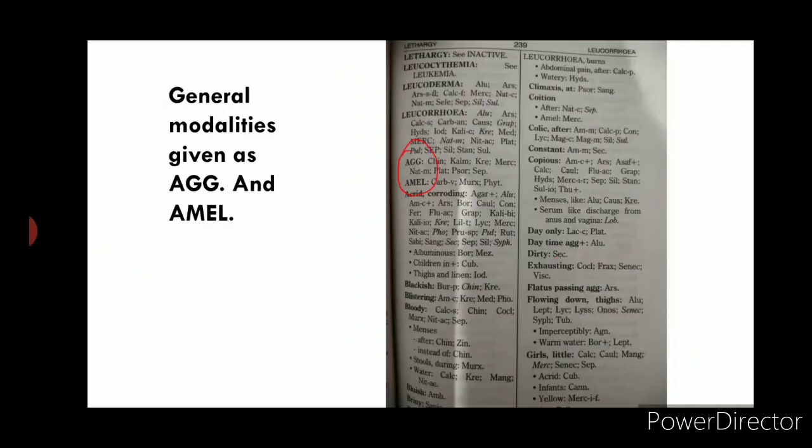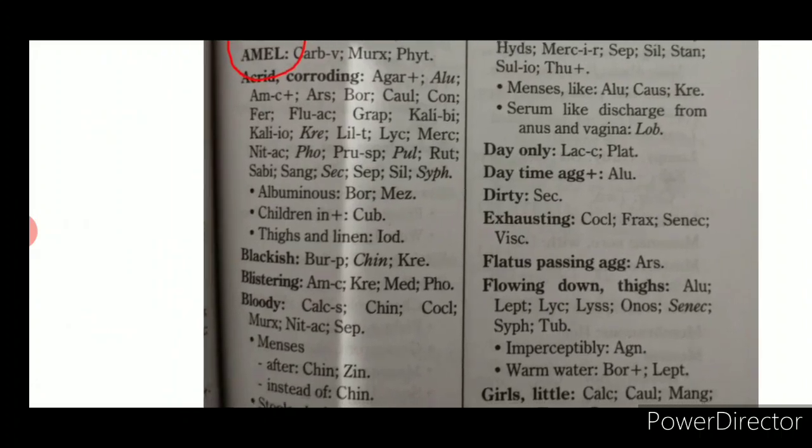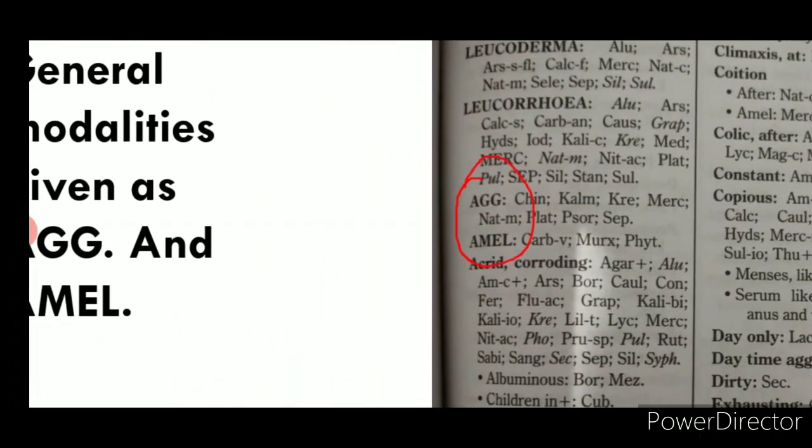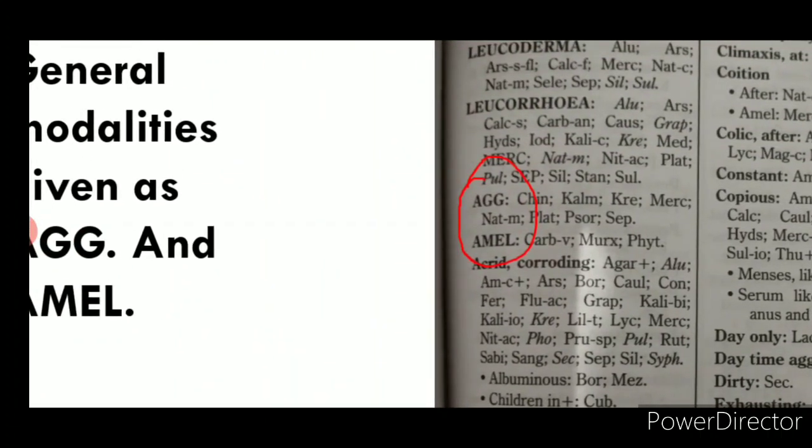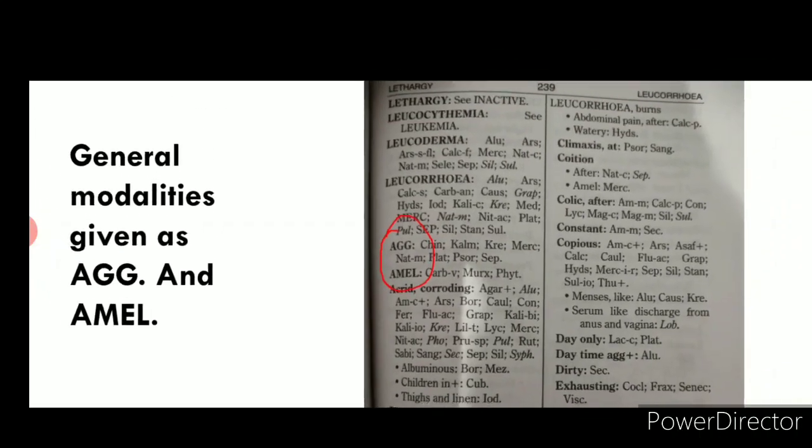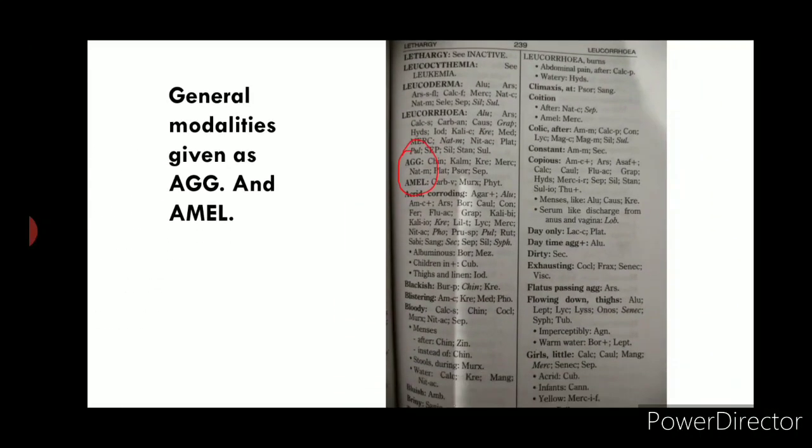Now if we have a general modality, then the general modality is denoted with the capital letters of aggravation and amelioration. Means we will find the aggravation and amelioration, all letters are given in capital letters. So you can see in this photograph that leukorrhea aggravates and leukorrhea ameliorates. The typography of aggravation and amelioration are given in capital letters. So this means this modality belongs to a general modality.